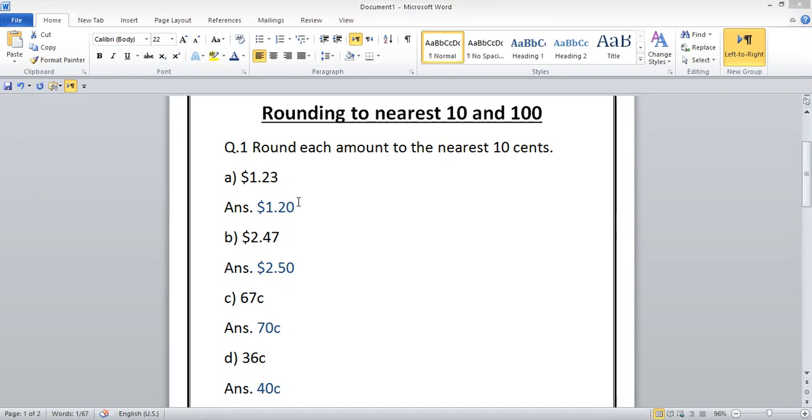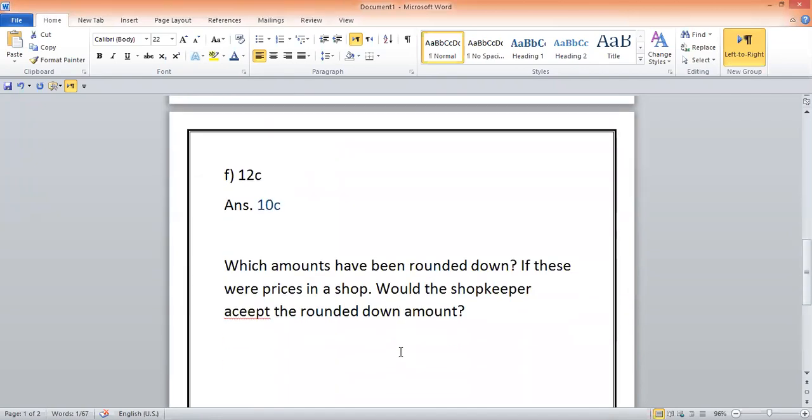Yes, sir. You wrote a mistake in the question. Which mistake? The question of number 1, which amounts have been rounded down if these were prices in a shop? Will the shopkeeper accept the rounded down amount? You have a mistake in accept. Okay.